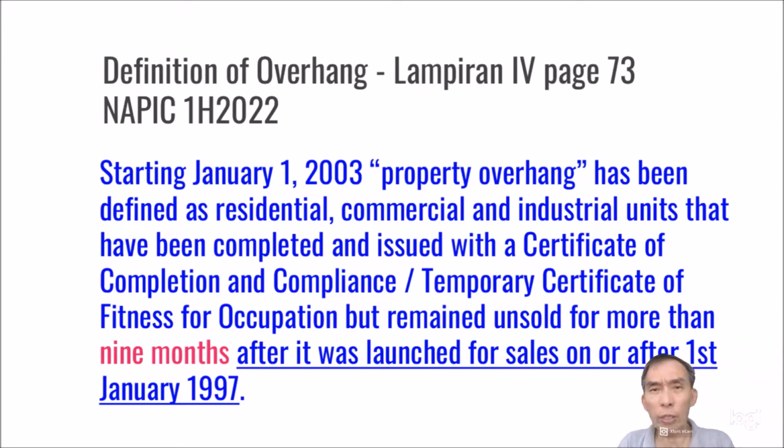Starting from January 2003, so all this dates back to 2003, property overhang actually has been defined as residential property or commercial property or industrial units that have been completed and issued with the certificate of completion and compliance, they call it CCC, or a temporary certificate of fitness for occupation, but remain unsold. That means the developer actually completed the housing or the property, as in industrial building or commercial building, but this unit which has been completed with the certificate is still not sold, unsold for more than 9 months.